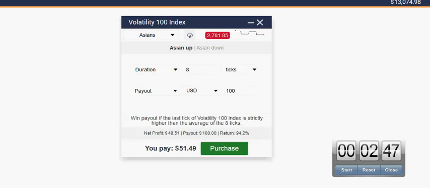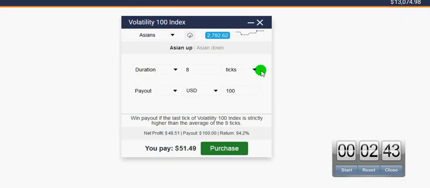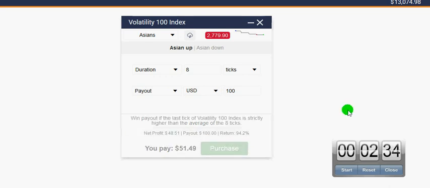So we lost the second trade. We're going to place the third trade. So we have to watch the numbers again. 90.